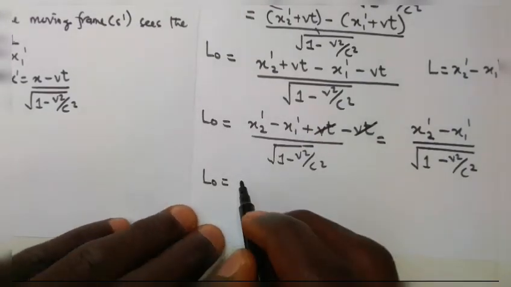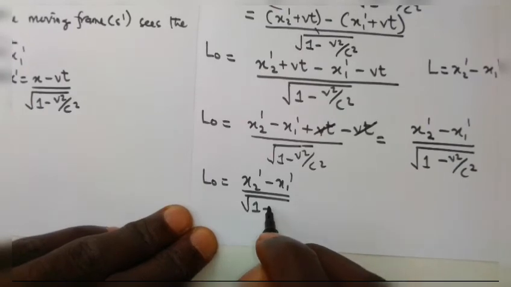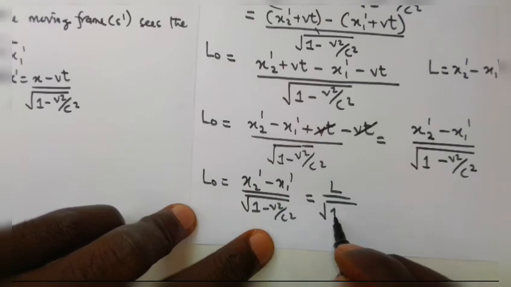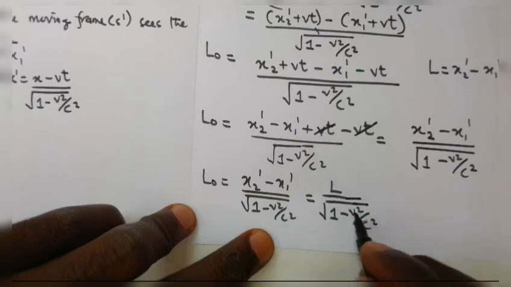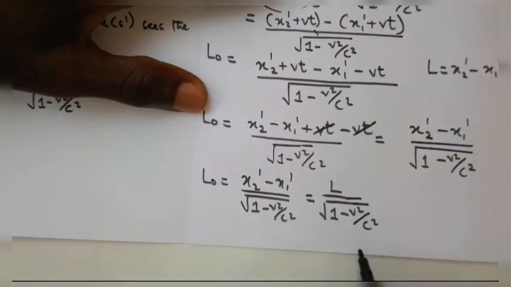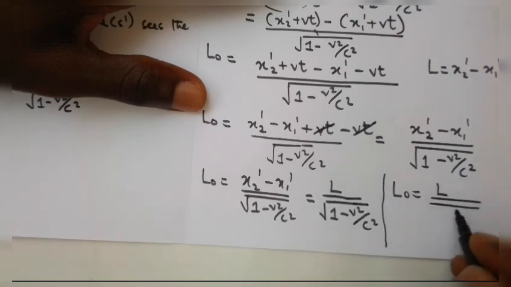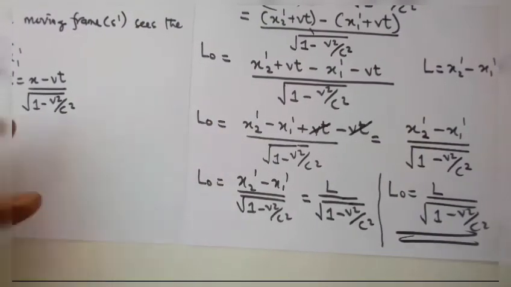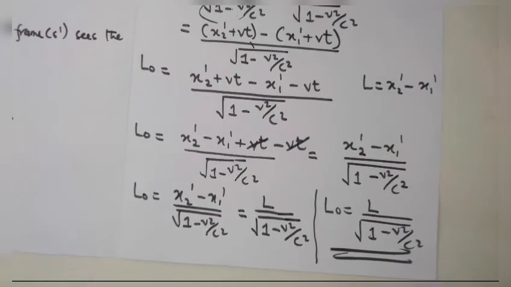So instead of writing x2 prime minus x1 prime, I'm going to write L over the square root of 1 minus v squared over c squared. So this is now L0 equal to L over the square root of 1 minus v squared over c squared. So this is the final answer, and this is the expression for the length contraction of a rod as a consequence of the Lorentz transformation equations.